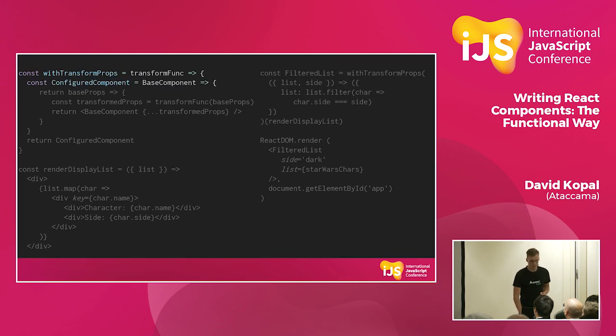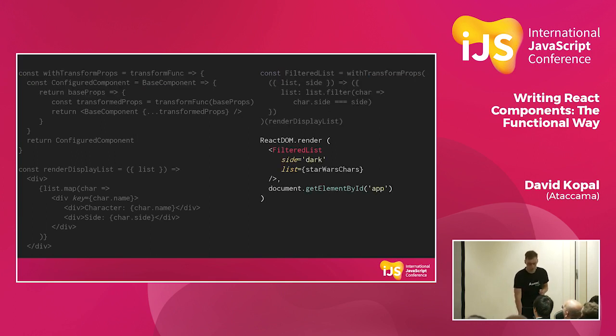So we pass it here, and what you get back is a so-called specialized higher order component. It has a transformation function inside a closure. And to make it more obvious, we are storing it under the variable configured component. And it's now waiting for the base component to be passed. So we pass render display list. We get back a new functional component that is waiting for the base props. We store this new component, this enhanced component, as filtered list.